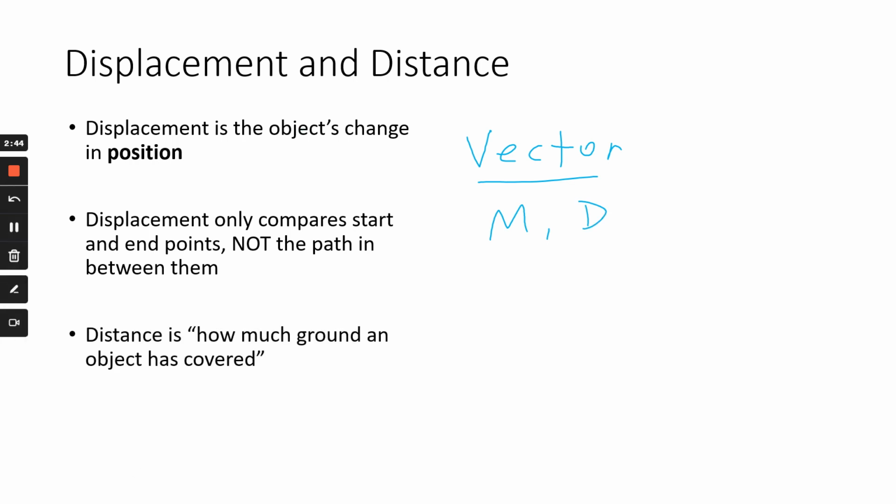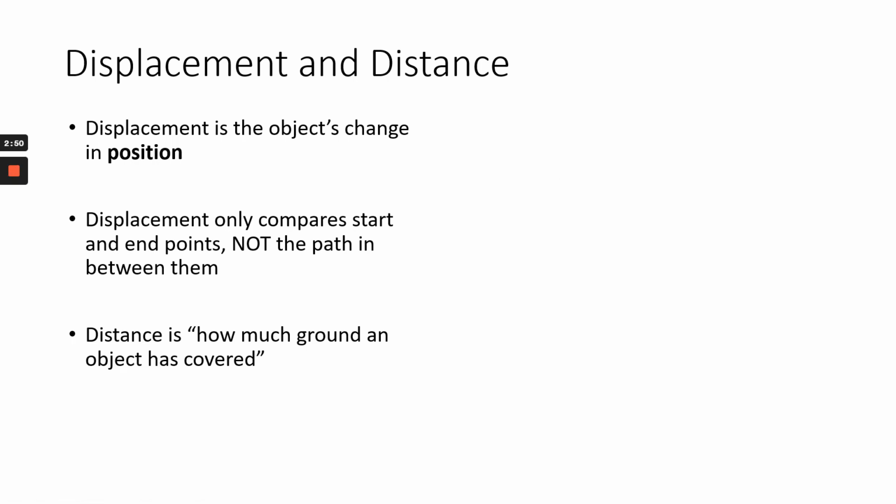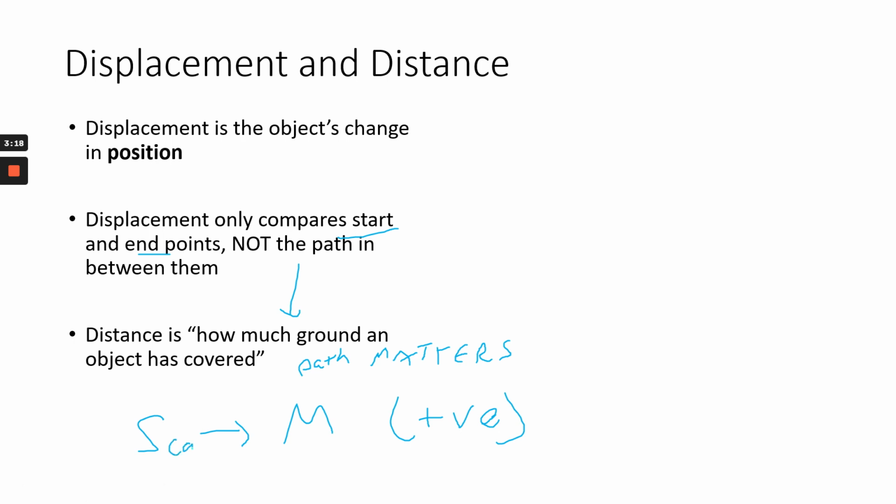And distance, on the other hand, is how much ground an object covers. Basically there is a starting point and an ending point in distance also, but then the path that it takes matters. Path matters under distance. And distance is a scalar quantity, which means it only has a magnitude, which means distance always has to be positive because there's no sign convention to define a negative from. So it's a scalar quantity. Let me write that out. Which means it only has magnitude.